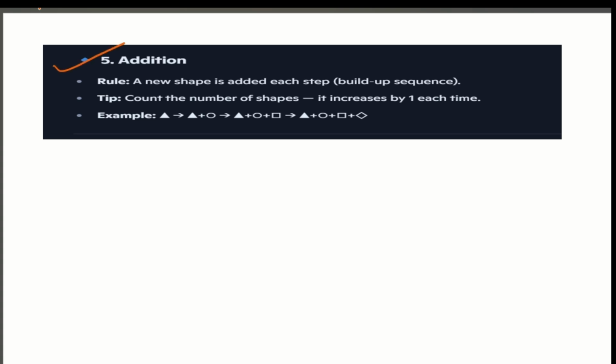Fifth, that is the addition rule. A new shape is added each step to build up the sequence. Count the number of shapes, it increases by one each time. Like first, there is a triangle, then we add one circle, then we add one rectangle, then we add one diamond shape.